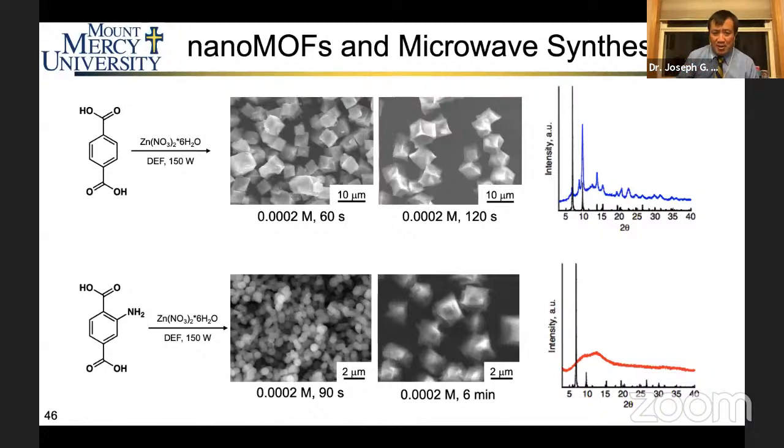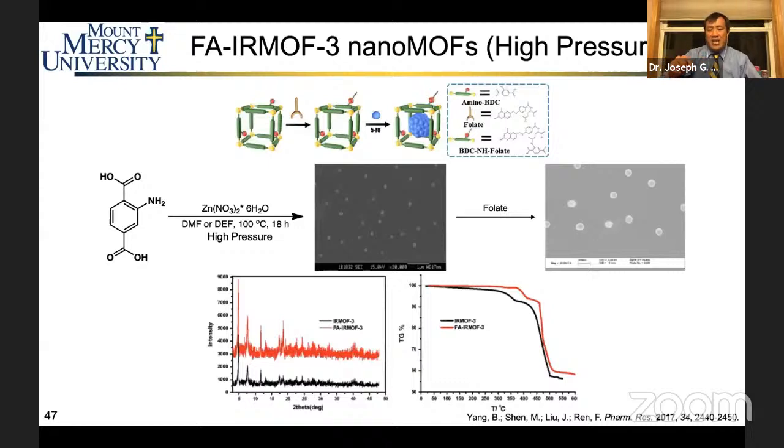But what I want to talk about next is some other ways that other groups have tried to make nanoparticles. One group took IRMOF3, and instead of using a microwave synthesizer, they still did it at 100 degrees Celsius, like we normally did with our normal crystals, but they did this in a Parr bomb.